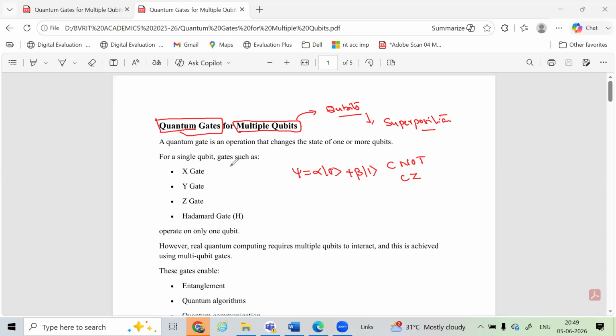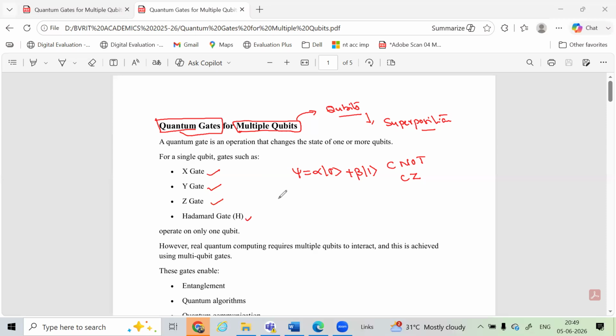To represent the single qubit, we already discussed the X gate, Y gate, and Z gate. These are the Pauli gates. The Hadamard gate is related to the formation of the superposition principle using the input gates. This part we already discussed.